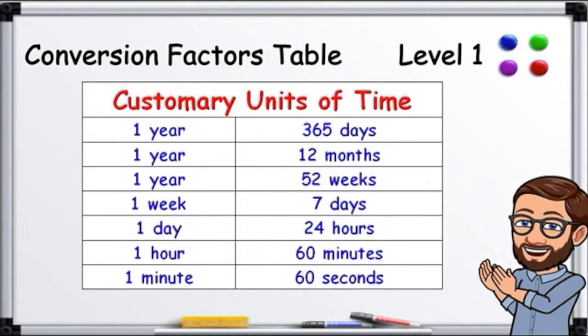Now another unit of measure is time. So 1 year equals 365 days. A year also equals 12 months or 52 weeks. 1 week equals 7 days. A day is 24 hours. And an hour equals 60 minutes. And 1 minute contains 60 seconds.